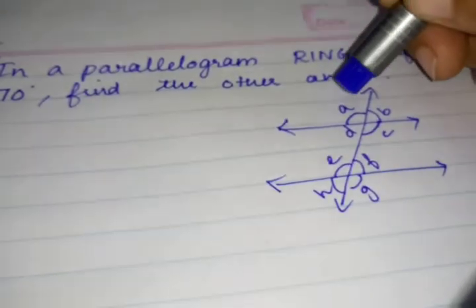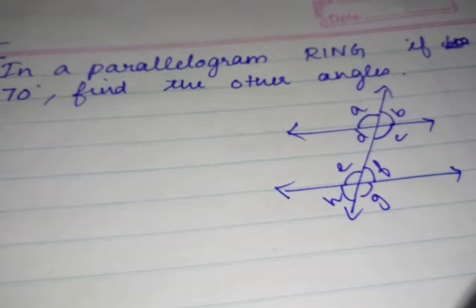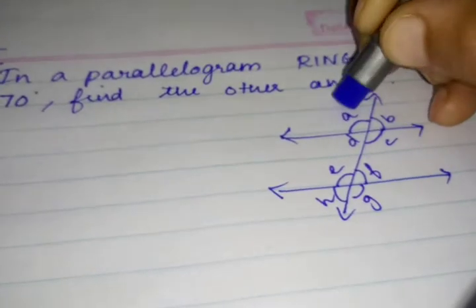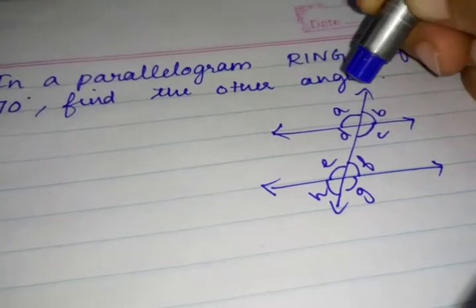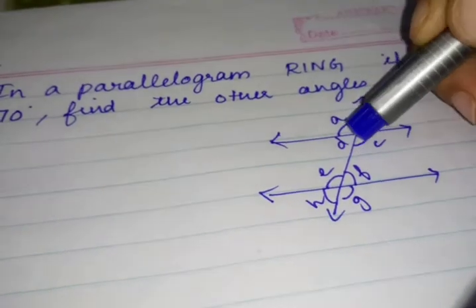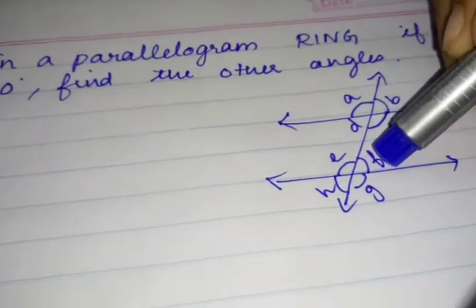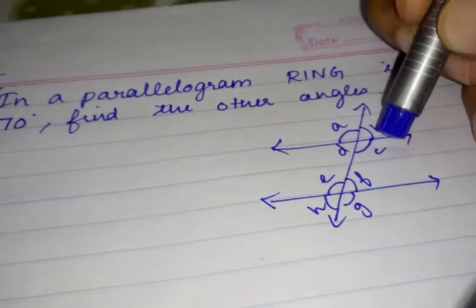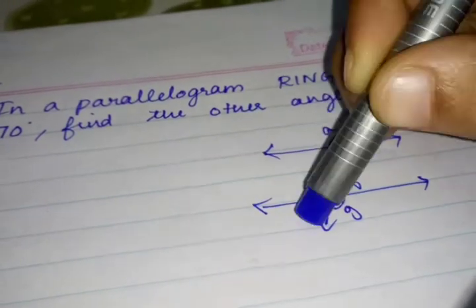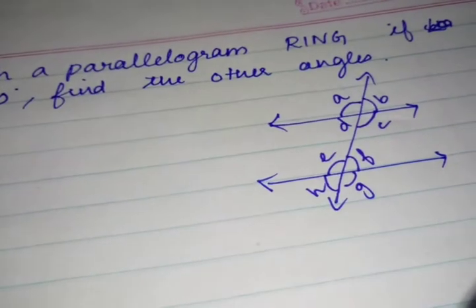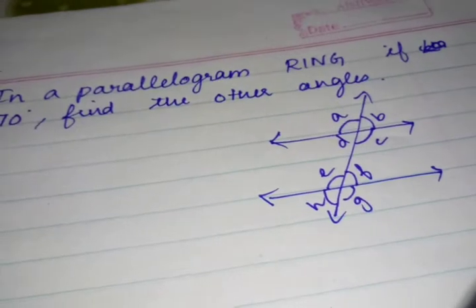Now, A and E are corresponding angles. Now we have learnt that concept. B and F, if you leave one angle in between, are corresponding angles. C and G are corresponding angles. D and H are corresponding angles. So corresponding angles are equal. Vertically opposite angles are equal. Do you remember this?